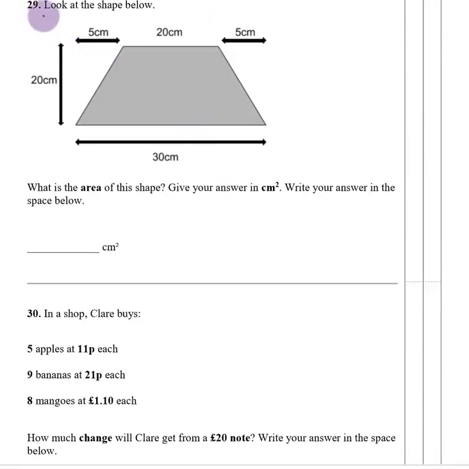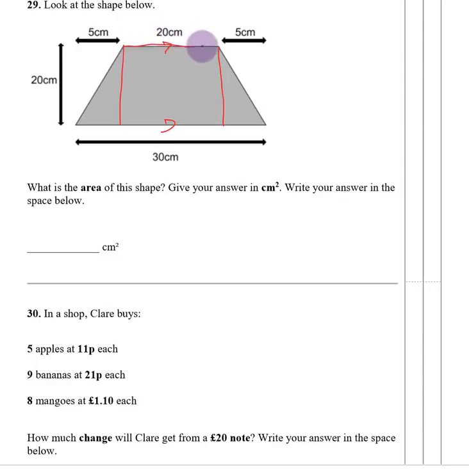And number 29, look at the shape below. What is the area of this shape? Give your answer in centimetre squares. Write your answer in the space below. Okay, so we've got here a trapezium. And just as a little note, a trapezium is a shape that has only got one set of parallel sides. Now this is an isosceles trapezium, so it means that the two sides are the same length as are the two angles. But the easiest way to work out the area of this would be to split it into 3 parts.